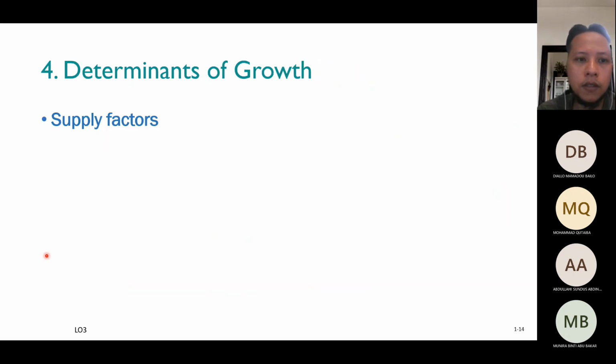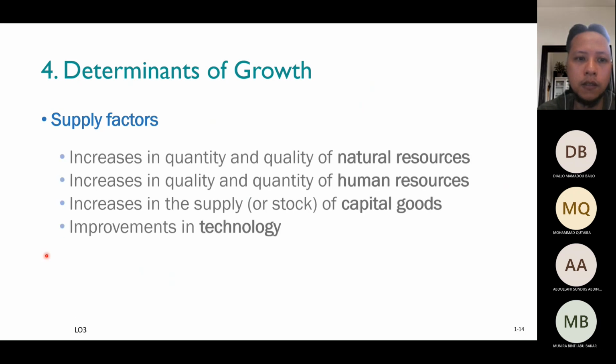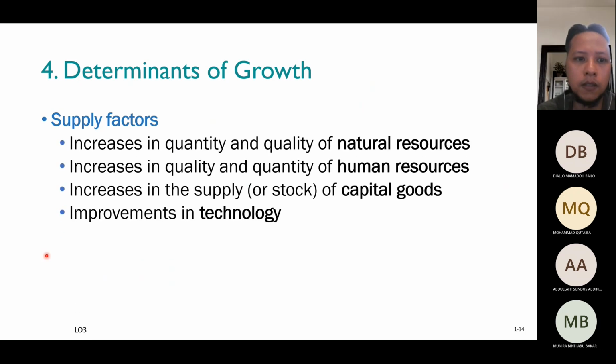So there are various determinants of growth. We have the supply factors. The supply factors are related to the natural resources, the human resources, and also capital goods, the supply of stocks, and then improvement in technology. You can reflect back to your country: what are the resources or the factors that we have?